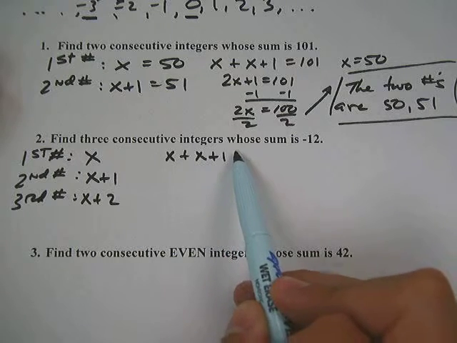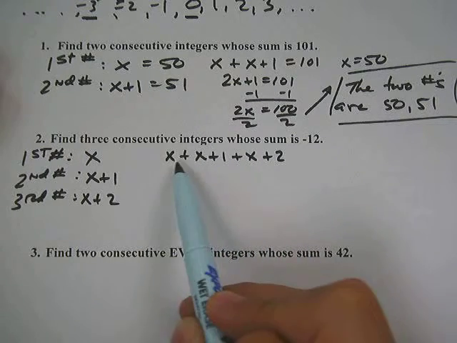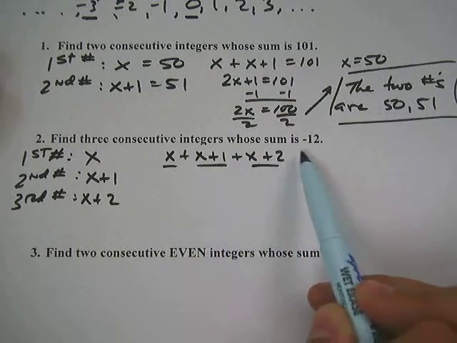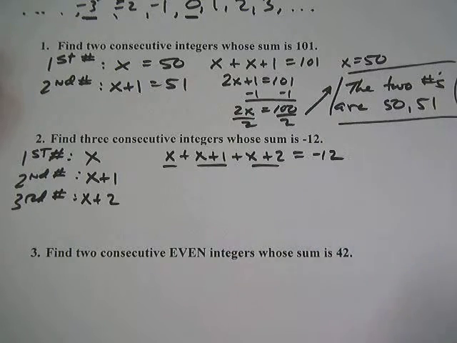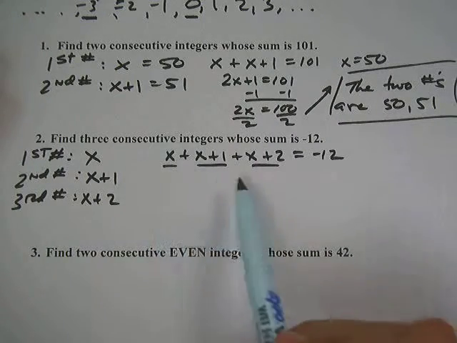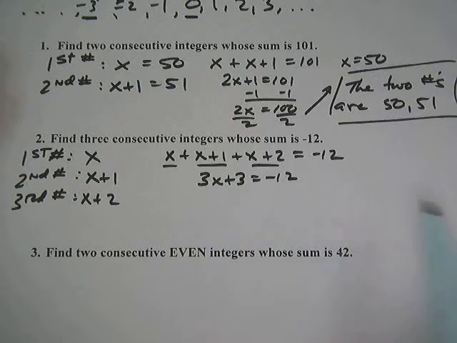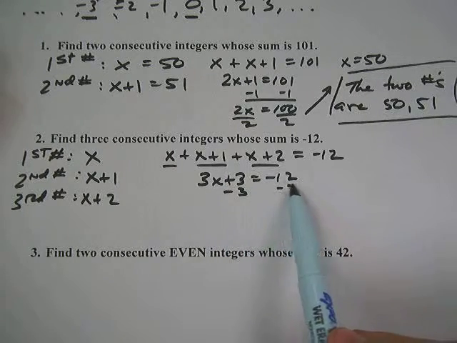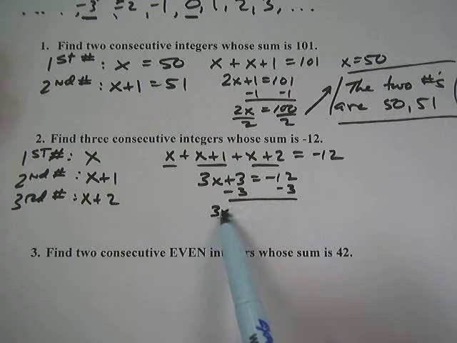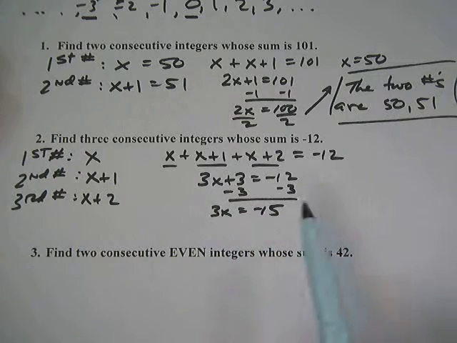So the sum is -12. So I do x plus x plus 1 plus x plus 2. So those are my three numbers whose sum is -12. Combine some like terms, I'd end up with 3x plus 3 equals -12. Subtract 3.